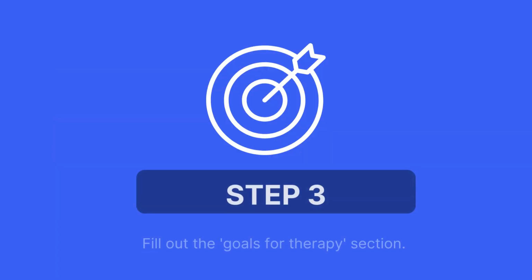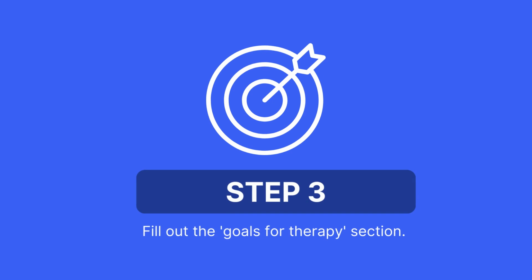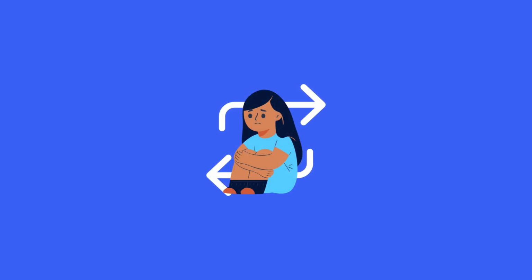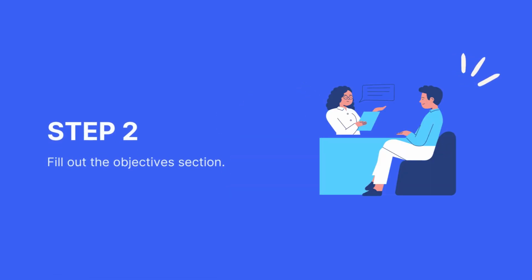Next, fill out the goals for the therapy section. Discuss with the patient what they would like to achieve in therapy, what changes they would like to see, and what specific issues they hope to address. Next, fill out the objectives section. Discuss with the patient what their objectives are and how they will know once they have achieved their goals.